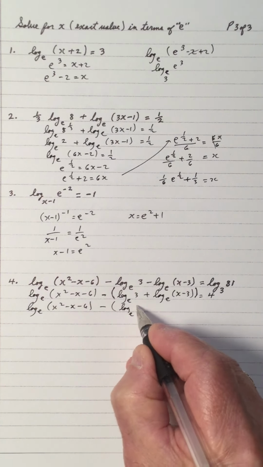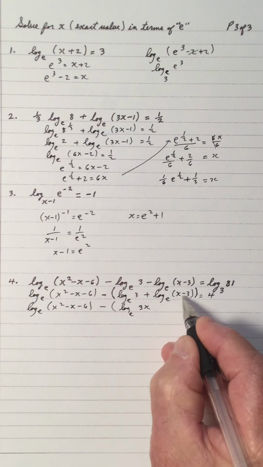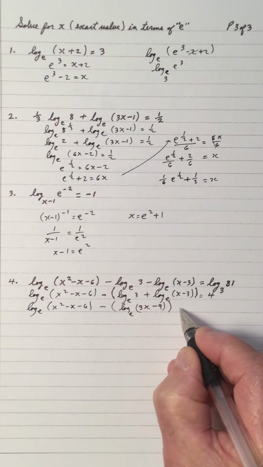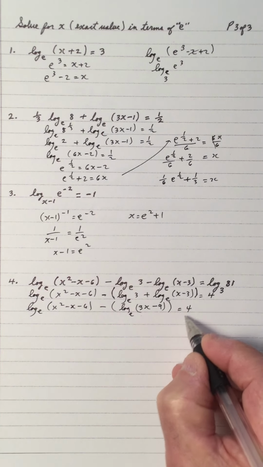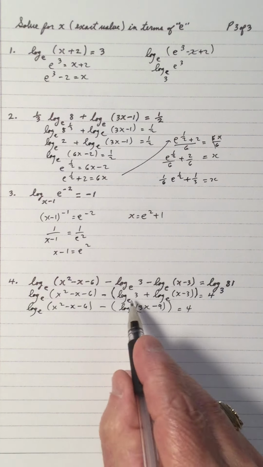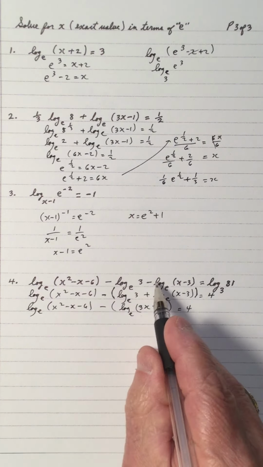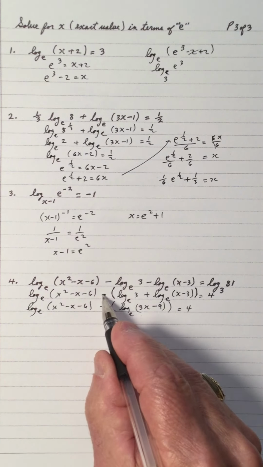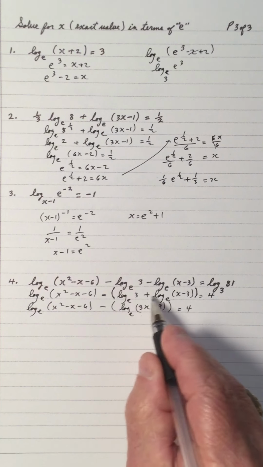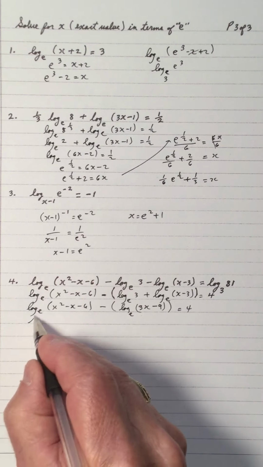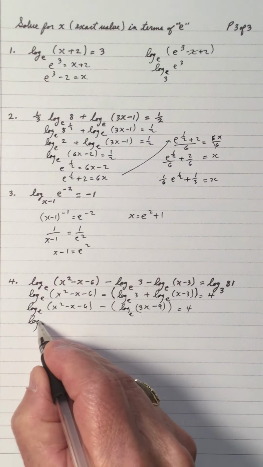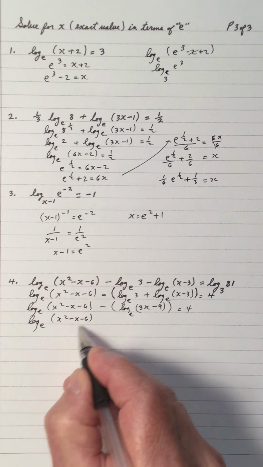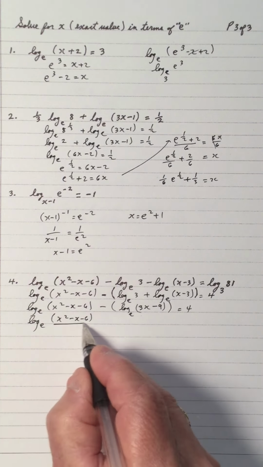So I get 3 times x, 3 times negative 3. So the problem with these two negatives here is that both of these are acting as a division. So by doing the negative of the two of these, now I got a product here. So now I have log e, base e, of x squared minus x minus 6. The subtraction of two logs is the division.